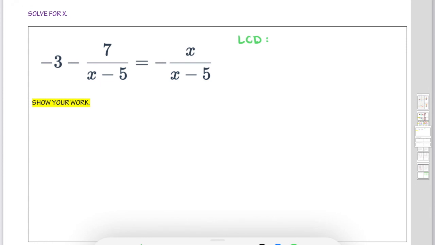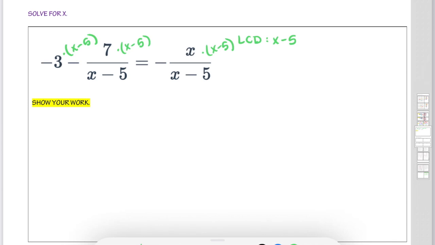So I'm going to think about my LCD. I want to look at the denominators I have. I have x minus 5 and x minus 5. So I have the same denominator. Negative 3 has a denominator of 1, but I don't need to worry about that because there's nothing I need to cancel. Since these two rational terms have the same denominator, my LCD is that denominator they have in common, x minus 5. So I can multiply all my terms by x minus 5. So don't forget to multiply the negative 3 by x minus 5. Just because it doesn't have a denominator doesn't mean you can ignore it.